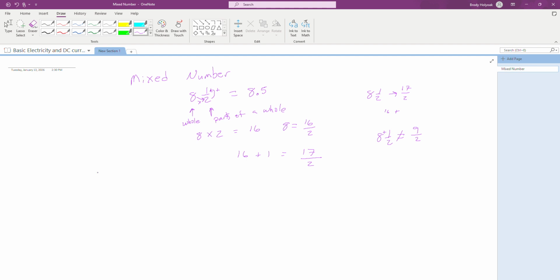We've got 20 and 4/9. So when I'm looking for this, I've got to figure out how many total parts out of all this I'm going to have. So I take my 20 times my 9. So I take my whole times my denominator, and then that quantity we add to my numerator.